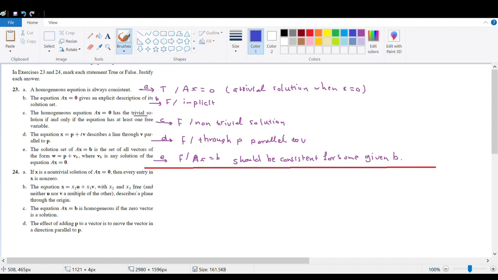Now let us do 24. If x is a non-trivial solution of Ax is equal to 0, then every entry in x is non-zero. We said that for the non-trivial solution, at least one entry has to be non-zero. So this one is false. At least one entry is non-zero.